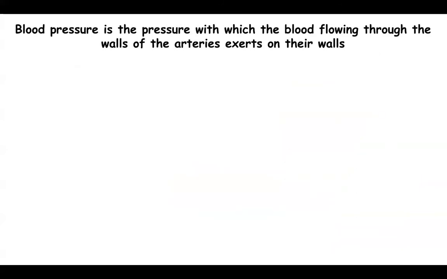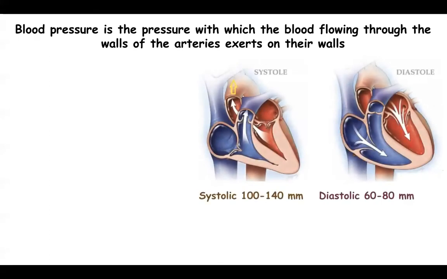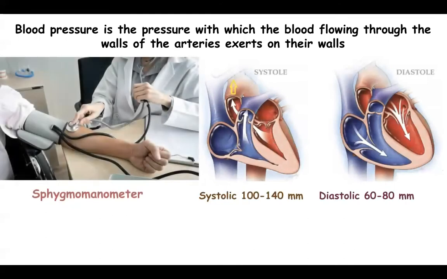Now, what is blood pressure? Blood pressure is the pressure with which the blood flows and exerts pressure on the arterial walls. Now, this pressure is measured in two values, systolic and diastolic. Systolic pressure is when the ventricles are contracting. Diastolic pressure is when the ventricles are relaxing.